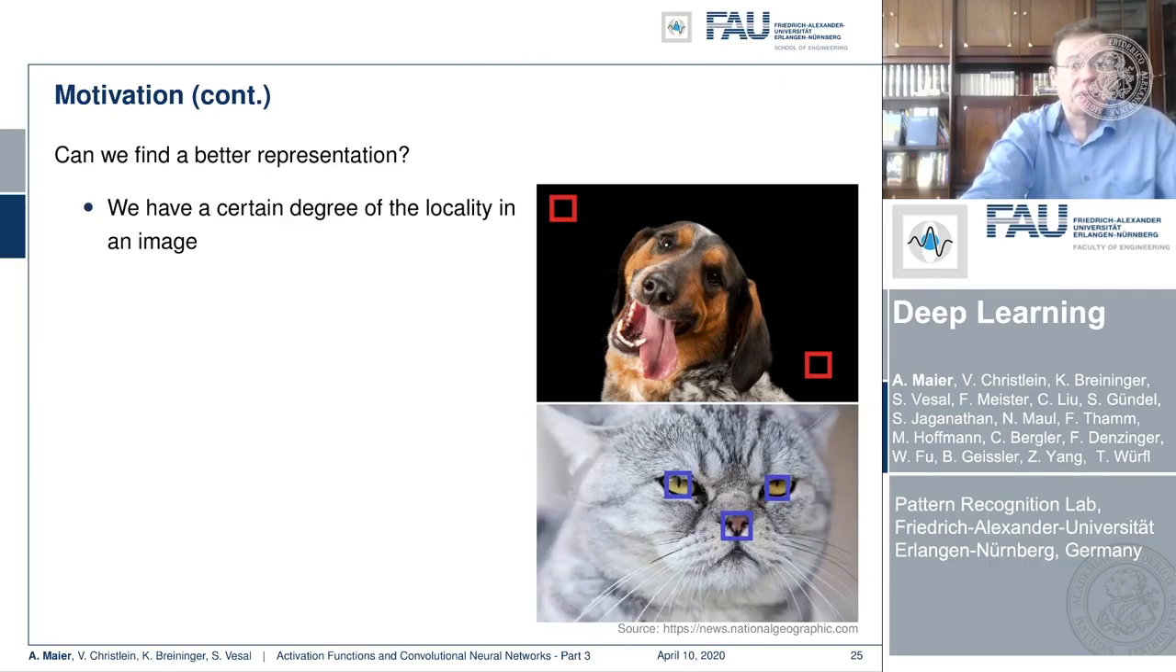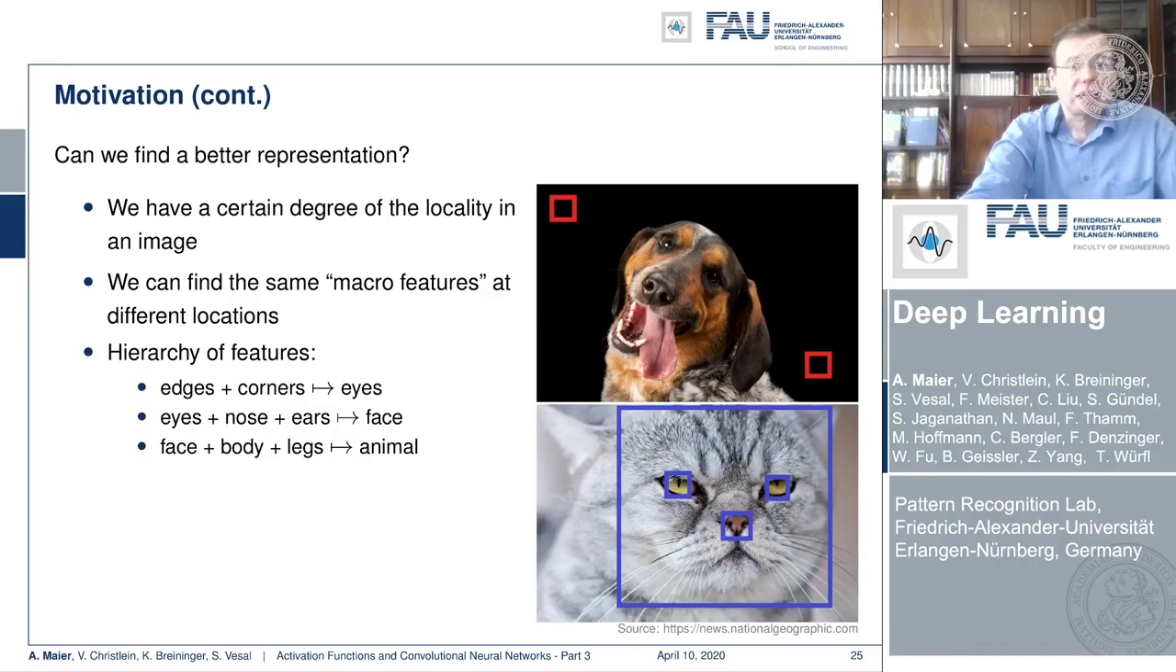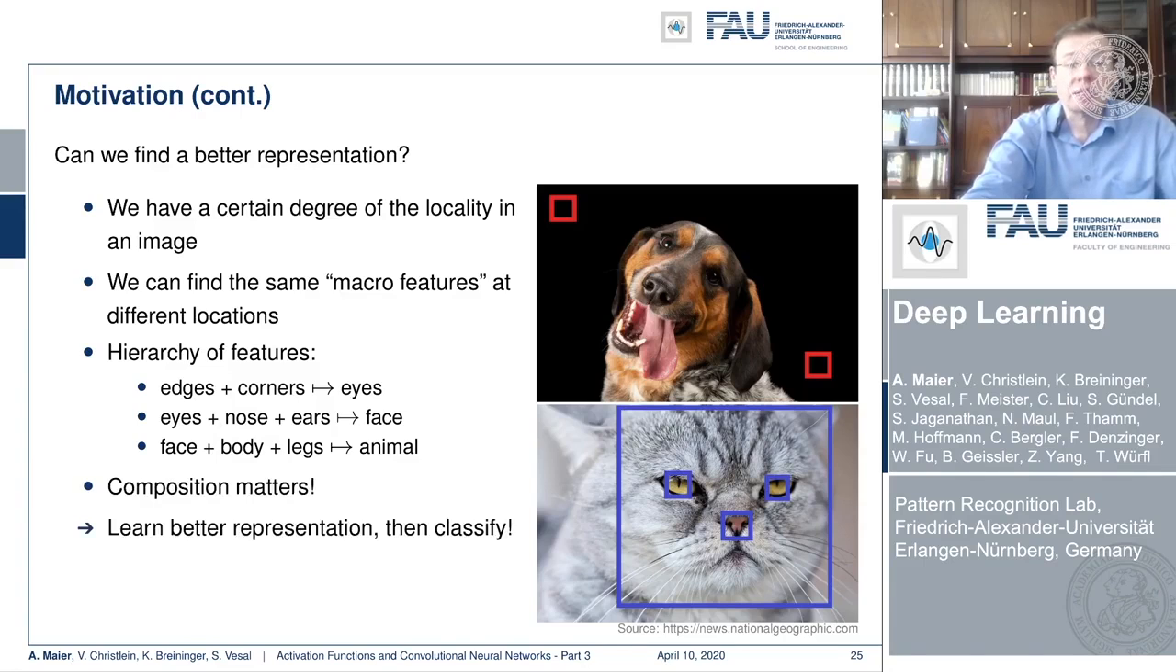And we have a certain degree of locality, of course, in an image. So we can try to find the same macro features at different locations and then reuse them. Ideally, we want to construct something like a hierarchy of features, where we have edges and corners that then form eyes, then we have eyes, nose, and ears that form a face, and then face, body, and legs will finally form an animal. So composition matters, and if you can learn a better representation, then you can also classify better.